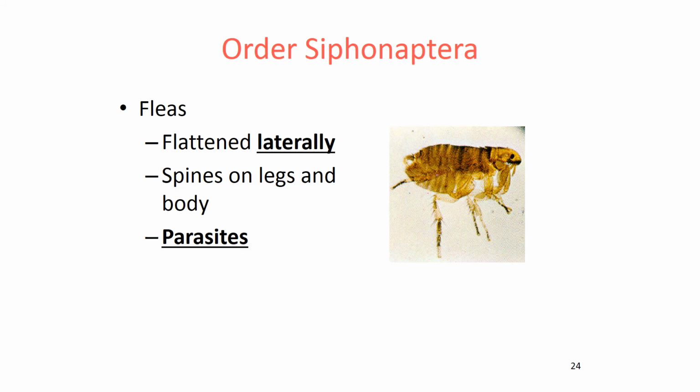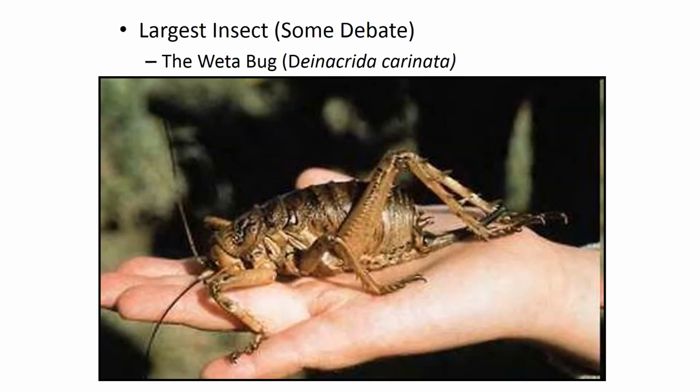Then we have order Siphonaptera. These are the fleas. They are flattened laterally. They have spines on their legs and body, and they are also parasites. Here's one of the largest insects that you can see, the wadabug.